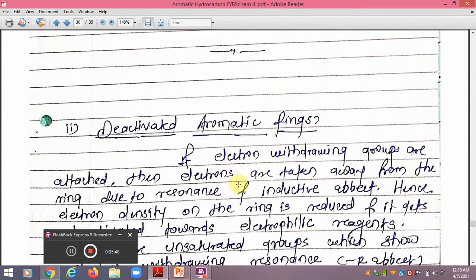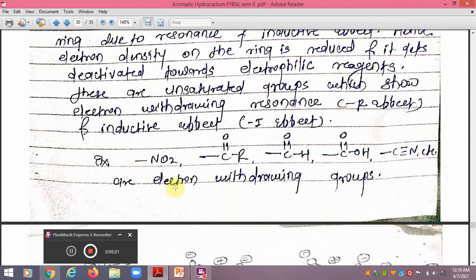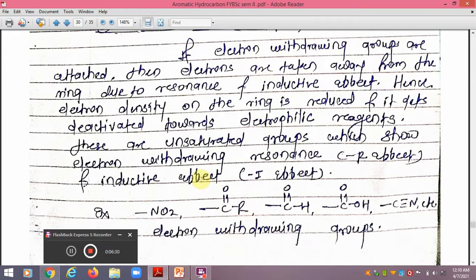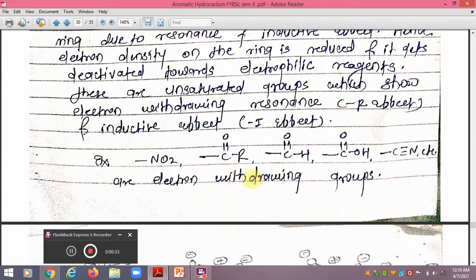Dear friends, another type of groups which are responsible for decreasing the electron density of the benzene ring are called deactivating groups, and in this case the aromatic rings are called deactivated aromatic rings. If electron withdrawing groups like NO2, COOR, carbonyl, aldehydic carbonyl, carbonyl of carboxylic acid, or cyanide groups are present, these groups withdraw the electron density from the benzene ring due to resonance and inductive effect. Hence the electron density of the benzene ring gets reduced and it gets deactivated towards the electrophilic substitution reaction, and these groups are generally unsaturated groups, which are responsible for withdrawing the electron density from the benzene.